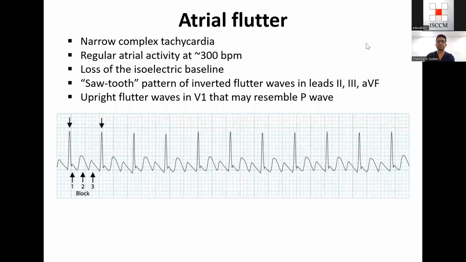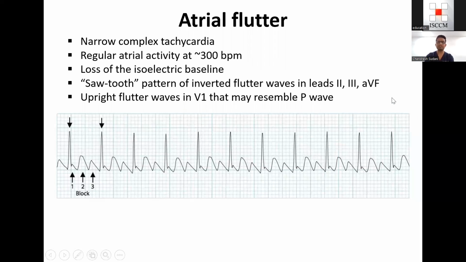Okay, coming to the next arrhythmia, the atrial flutter. Atrial flutter is a narrow complex tachycardia. It is a regular atrial activity, generally more than 300 beats per minute. You will always find that there is a loss of isoelectrical baseline and there will be a sawtooth pattern. This is very identical. Sometimes you will see almost 2 or 3 serrations, or sometimes almost 4 to 5 serrations. So by looking at the ECG, if you find that this is a sawtooth pattern and there is a regular RR interval, you can label it as atrial flutter.